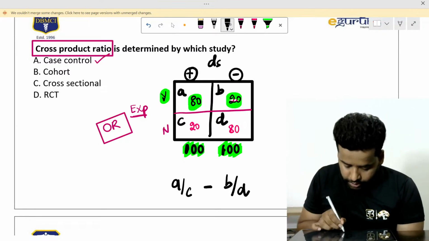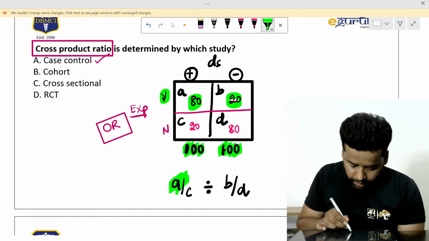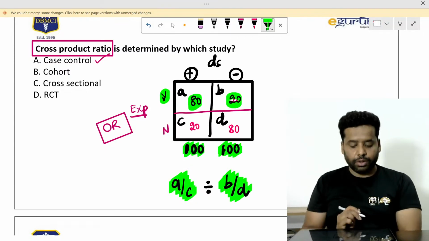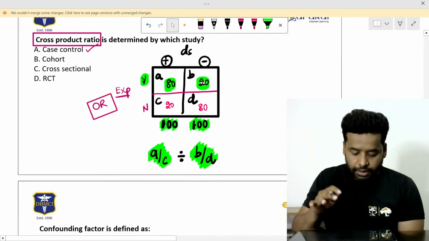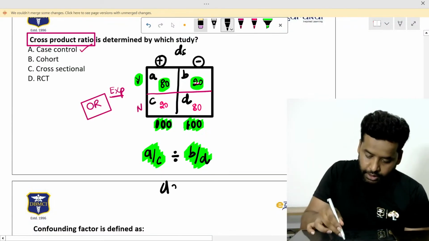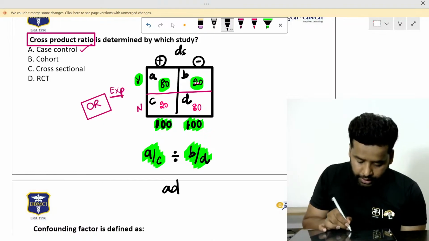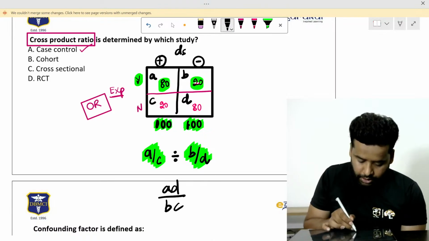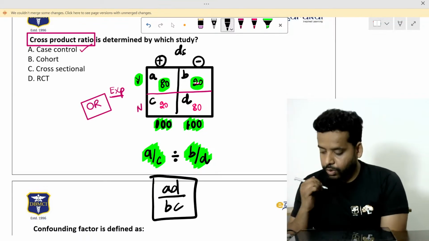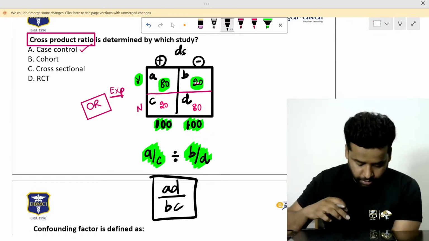If you divide the odds of exposure in cases by the odds of exposure in controls, it is A by C divided by B by D. You will get AD by BC, that is the cross product ratio, which is calculated from a case control study. If it is more than one, there is a positive association. If it is less than one, a negative association.